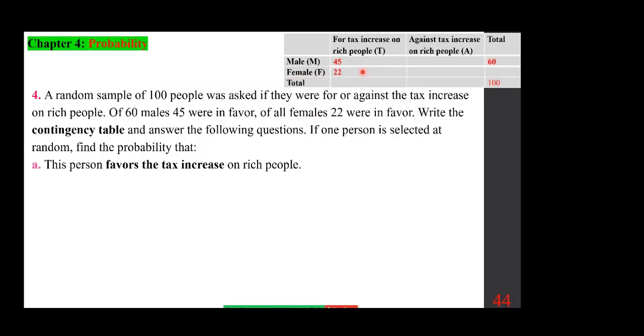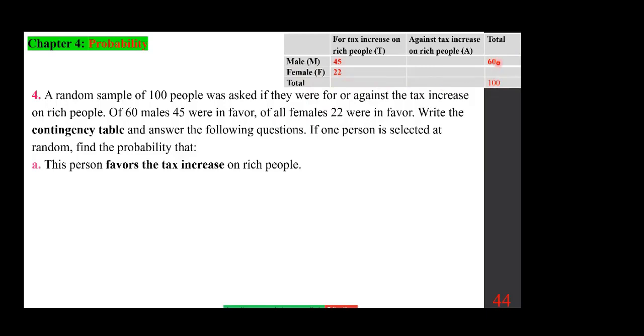Now, what about the rest? So take a look. For example, if I want this one, I add these 2 numbers. So 45 and 22 gives me 67. So now that I have 67 here, this number would be 100 minus 67, which gives me 33.